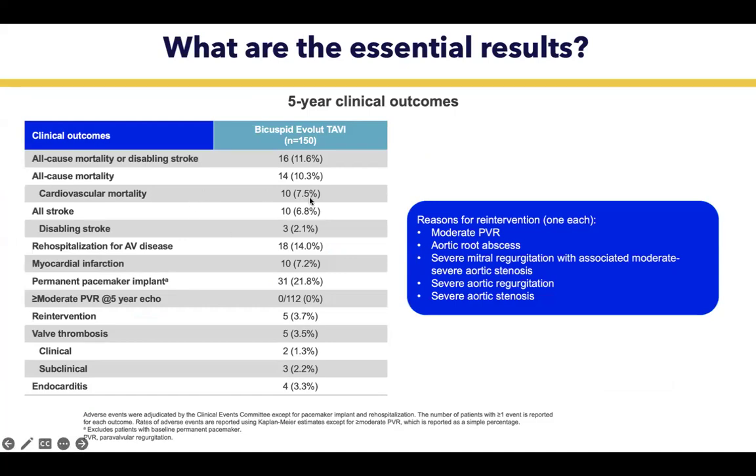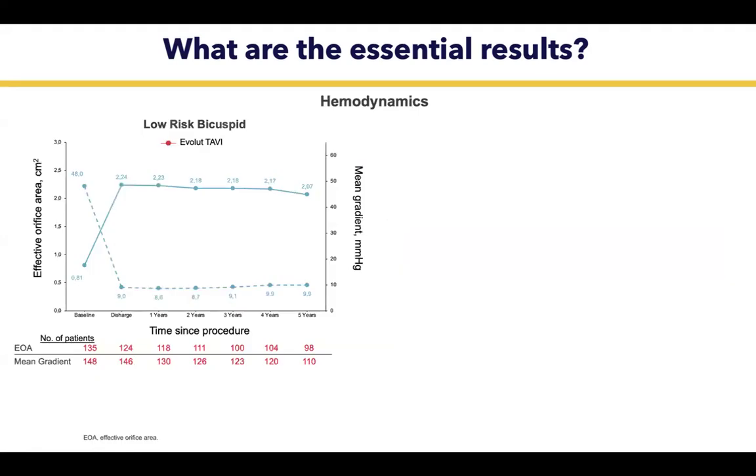Also, other 5-year clinical outcomes are actually pretty good. No other shocking outcomes to notice. The only thing I already mentioned before is that you have a higher pacemaker risk in bicuspid. Here you see 21.8% permanent pacemaker implantation. That's classical, that in bicuspid patients the risk is higher. Although, here you see that the moderate PVL rate at 5 years is 0%. Again, that confirms that these were cherry-picked cases.